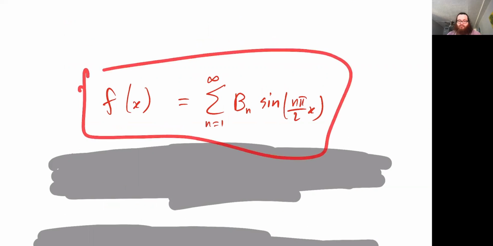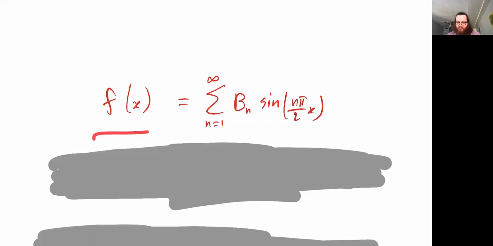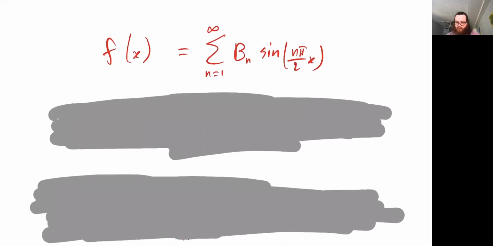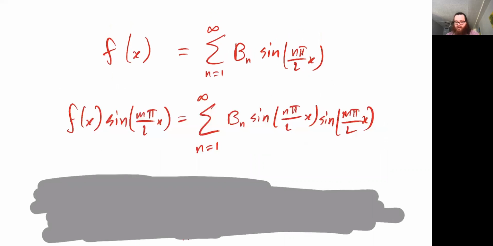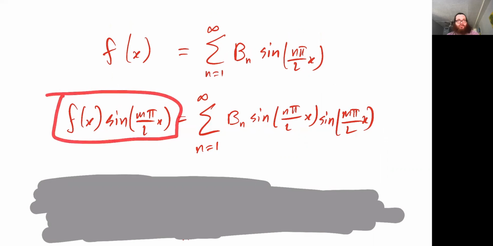So we would like this to be true. We would like to write our initial condition, or a general function, in this way. And the question is, what are these b sub n? So what we're going to do first is multiply both sides by sine of m pi over L times x. Okay. And so here we can just multiply these two together.